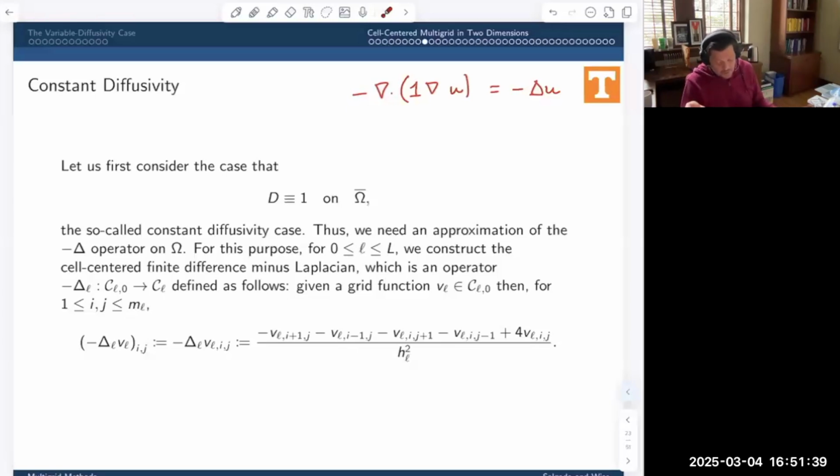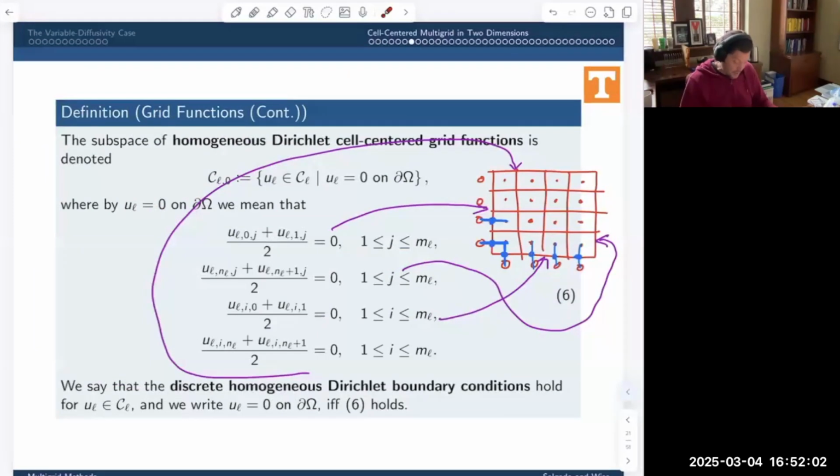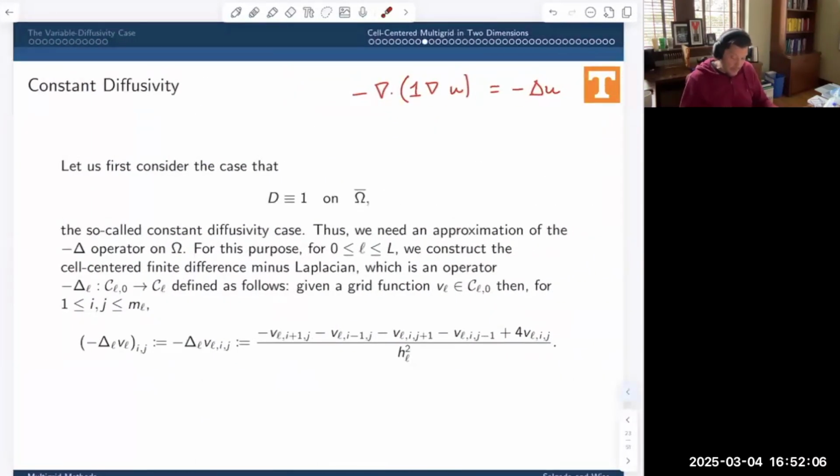Well, what we're going to do is just demand that we have those averages being equal to 0, right? So the way I'm going to define this then is I'm going to say, okay, if I have a function that has these homogeneous Dirichlet boundary conditions, what did I call them previously? Discrete homogeneous Dirichlet boundary conditions. Well, that means that what I'm doing with that function is eliminating the degrees of freedom at all the ghost cells.